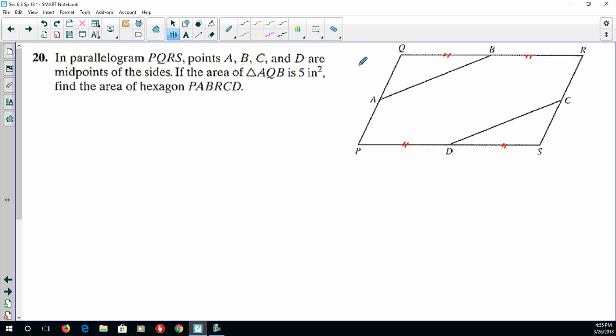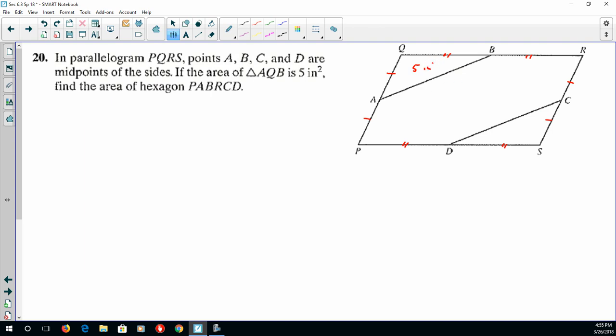Okay, now ABCD, if the area of ABQ is 5 square inches, so that means this is 5. Okay, find the area of the hexagon, P to A to B to R to C to D.